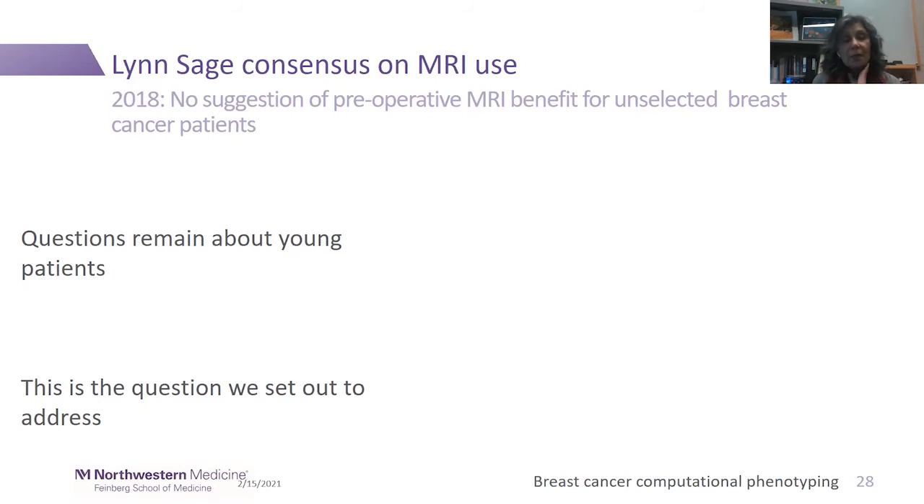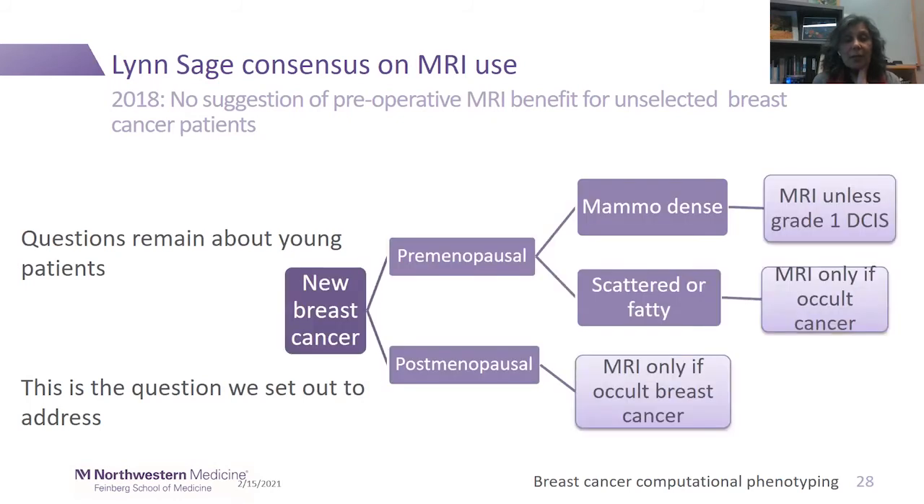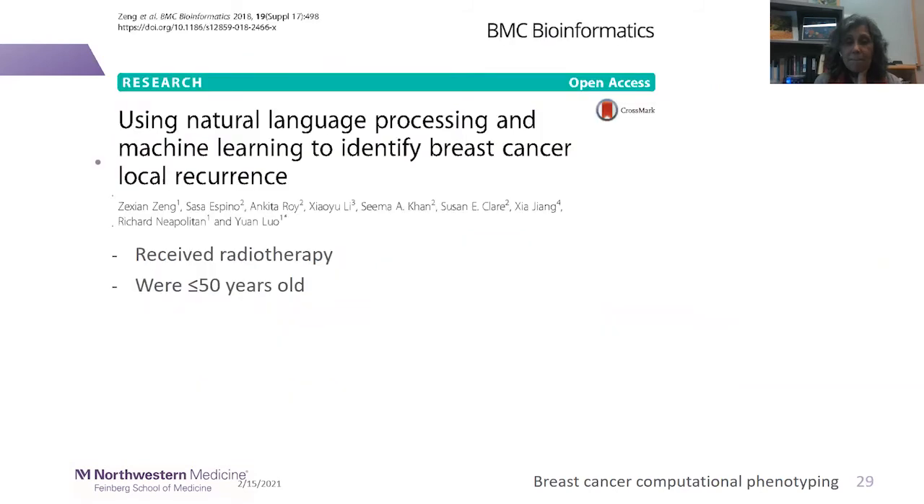So this is the question we decided to address using the data that had been generated by Yuan and his team. So this is the algorithm that the radiologists presented to us. Next slide. And I've just circled the area that we then agreed that we would adhere to MRI recommendations from the radiology group. And these were premenopausal women who had dense breasts, unless they had grade 1 DCIS on MRI, because grade 1 DCIS is not well seen on MRI. So then the routine became that we were receiving recommendations for the use of breast MRI in premenopausal women. Next slide. Young patients, 50 or under.